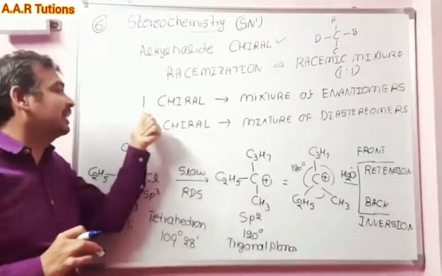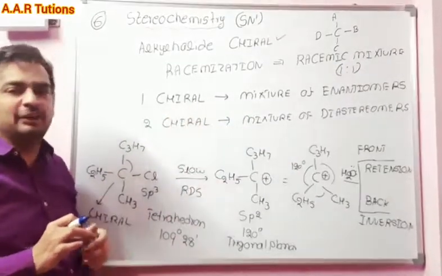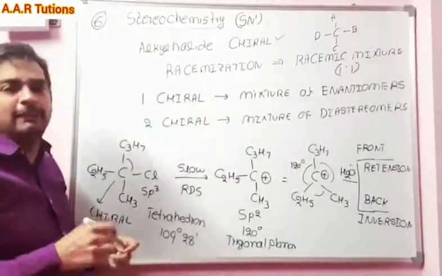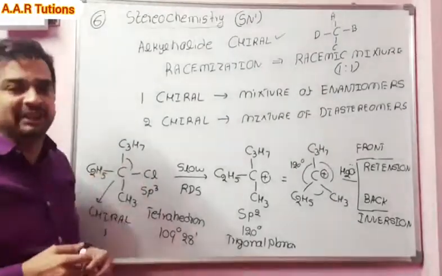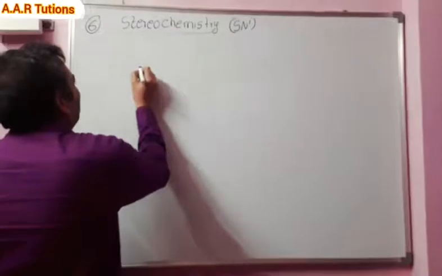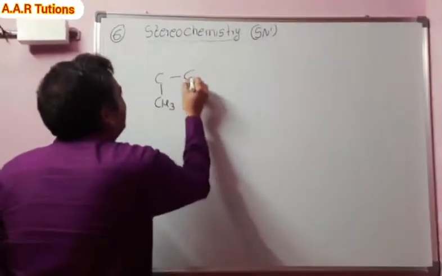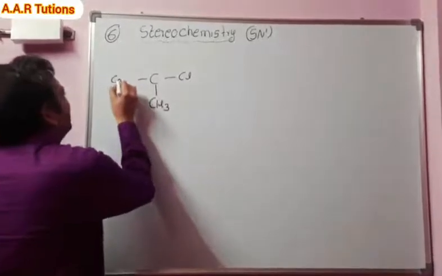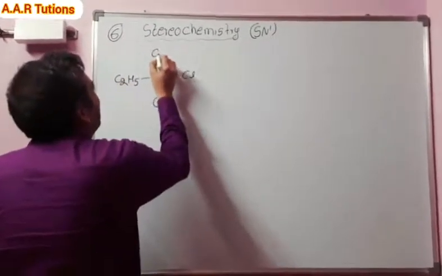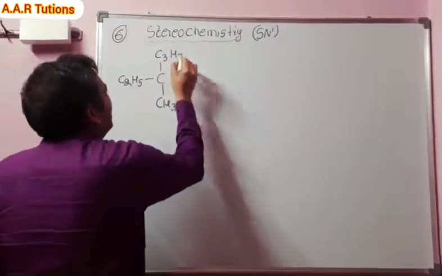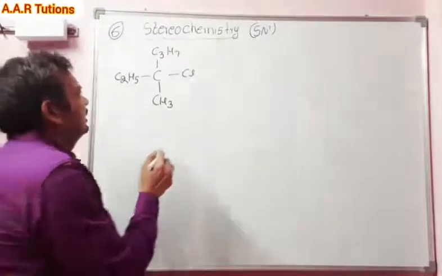If we take one chiral center, we will get a mixture of enantiomers. If we take two chiral centers, we will get a mixture of diastereomers. I will explain this a little more by taking RS notations. So with one chiral carbon, a mixture of enantiomers will form; with two, a mixture of diastereomers. Always, if a chiral carbon undergoes an SN1 reaction, a mixture of isomers will be formed.